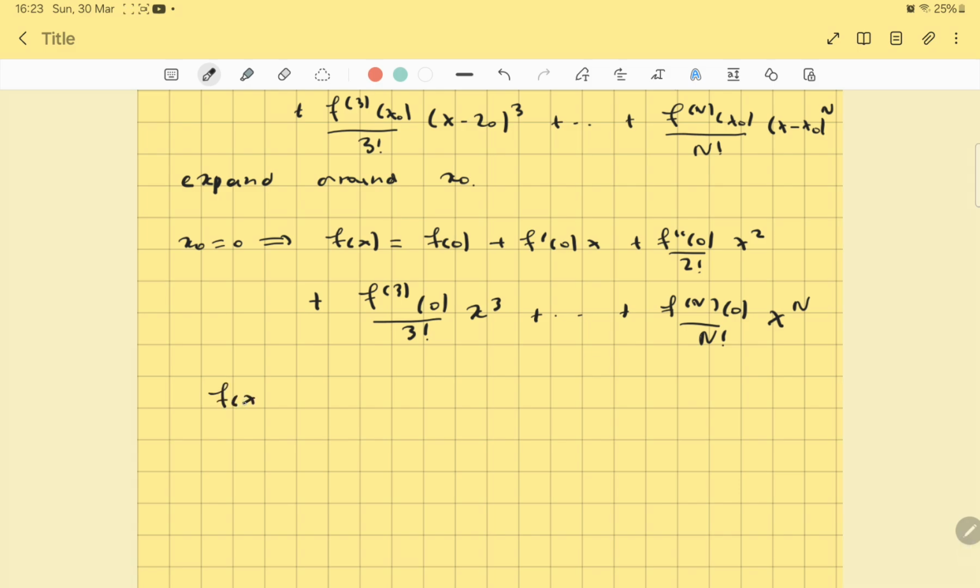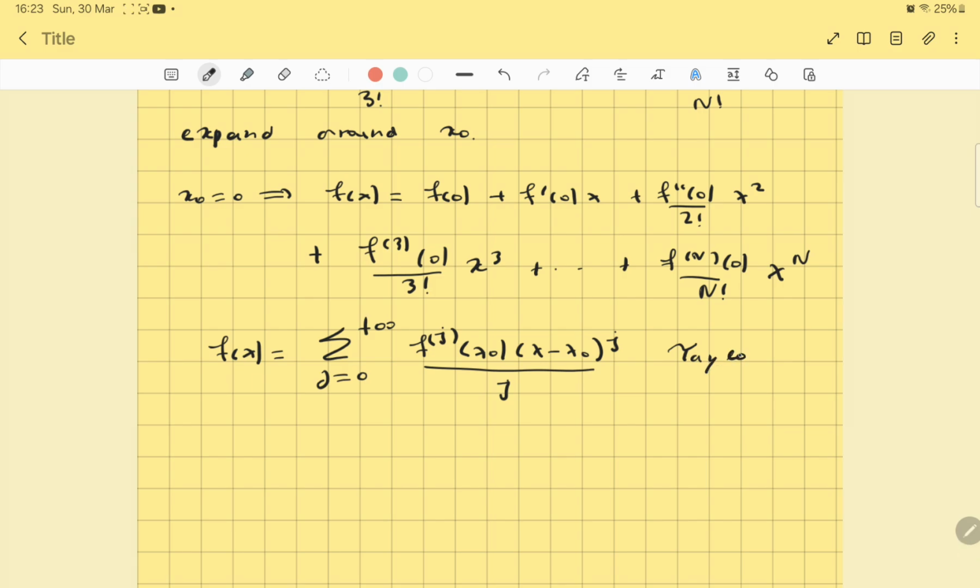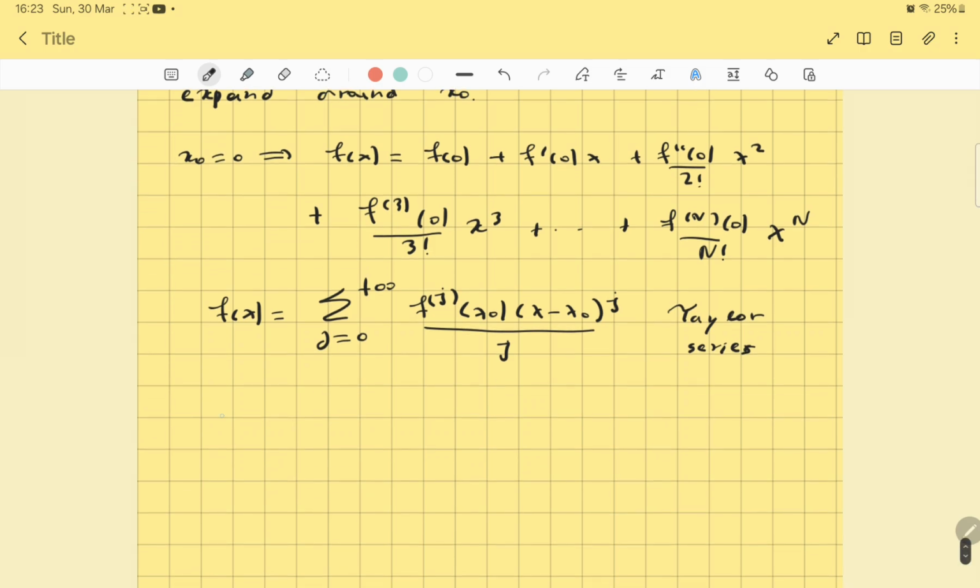So my Taylor series is the following in summation form: the jth order derivative at x naught times x minus x naught to the power of j over j factorial. That is the Taylor series. And f of x equals the sum from j equals 0 to infinity of the jth derivative at x naught equal to 0 times x to the power of j over j factorial. This is the Maclaurin series.